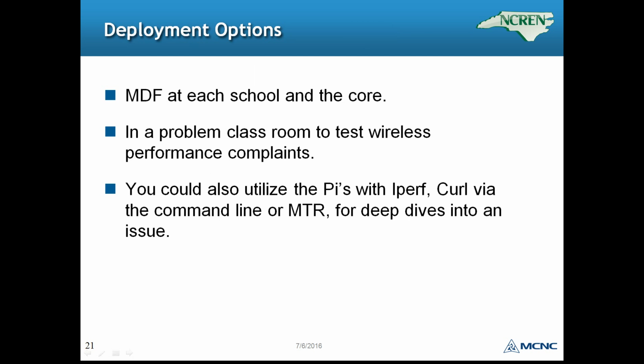Or let's say there's a school that has a classroom where the teacher's always complaining about wireless performance, right? You could take a Pi, configure it to use the wireless interface, set it in the classroom, leave it there for a week, and collect data. And if you're not seeing a problem, then more than likely it's not the connection, right? But it could be something else, right? It could be DHCP lease times. It could be just congestion in general, right?